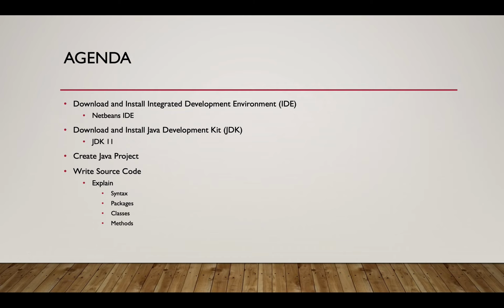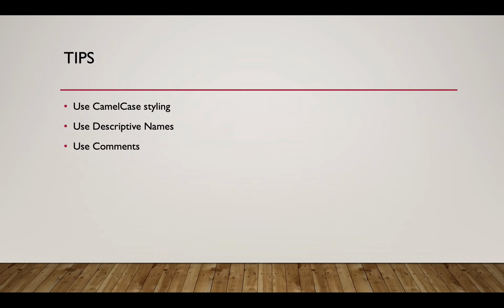We're going to review the creation of a Java project within NetBeans, and we're also going to write some source code, and we're going to explain a couple different things about syntax, packages, classes, and methods. A couple tips I'm going to leave you with today is the usage of camel case styling, using descriptive names when you're programming, and using comments. These are all very important for you to be able to read and understand your own code or read someone else's code.